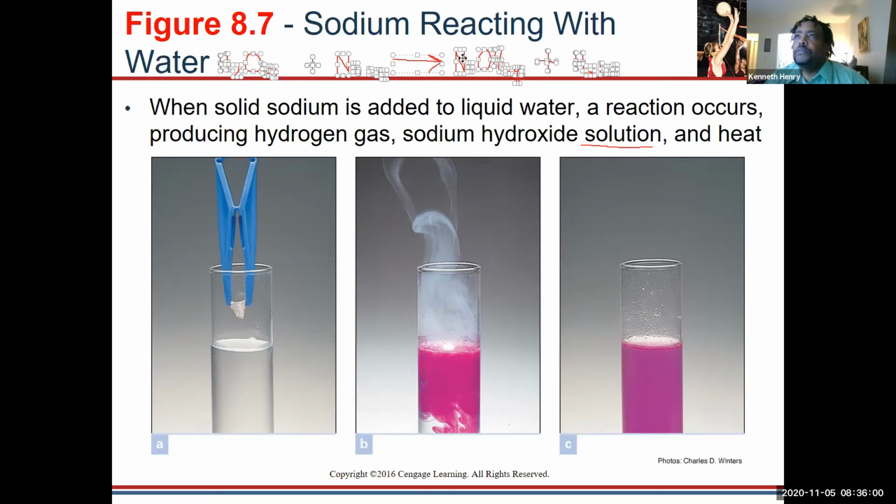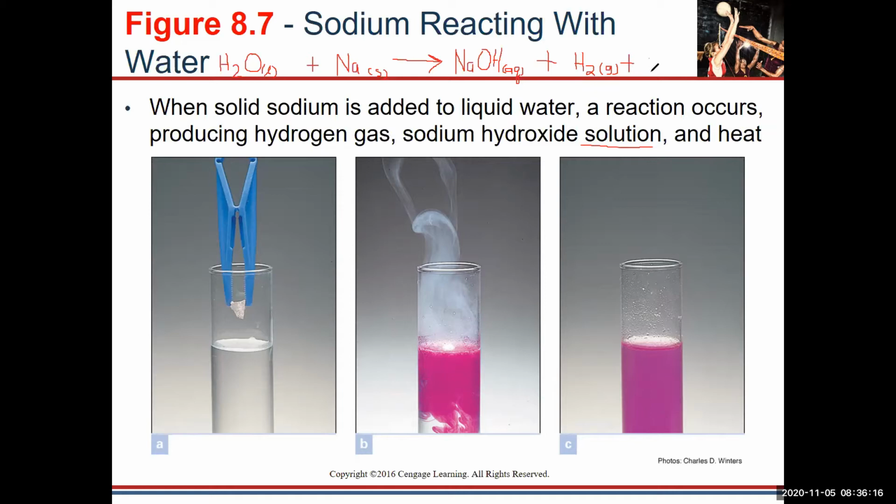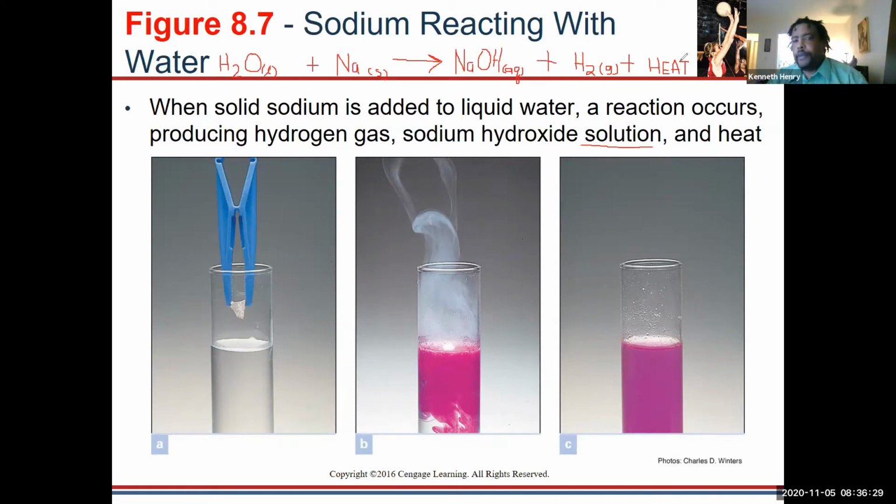And then what else is another product? Heat. That's right. Okay, so for the remainder of this time, we're not going to worry about the heat. We're going to save that for another time. But for right now, we want to talk about the chemical equation.